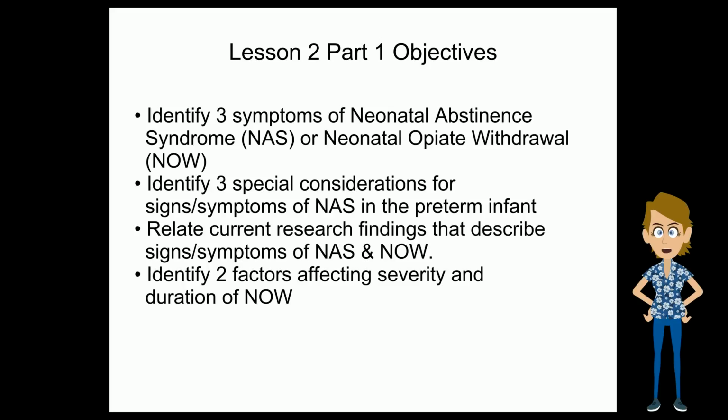At the end of this session, we want you to be able to identify 3 symptoms of neonatal abstinence syndrome, NAS, or neonatal opiate withdrawal, NOW. Identify 3 special considerations for signs or symptoms of NAS in the preterm infant. Relate current research findings that describe signs and symptoms of NAS and NOW. And identify 2 factors affecting severity and duration of NOW.